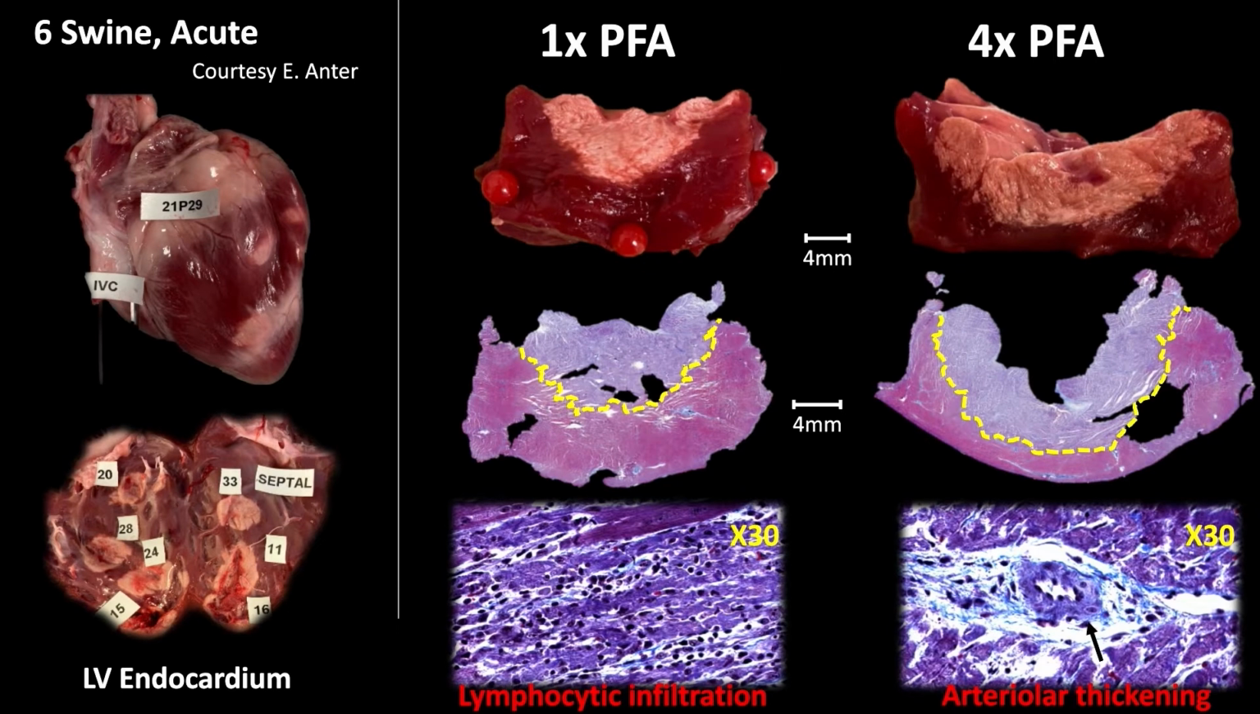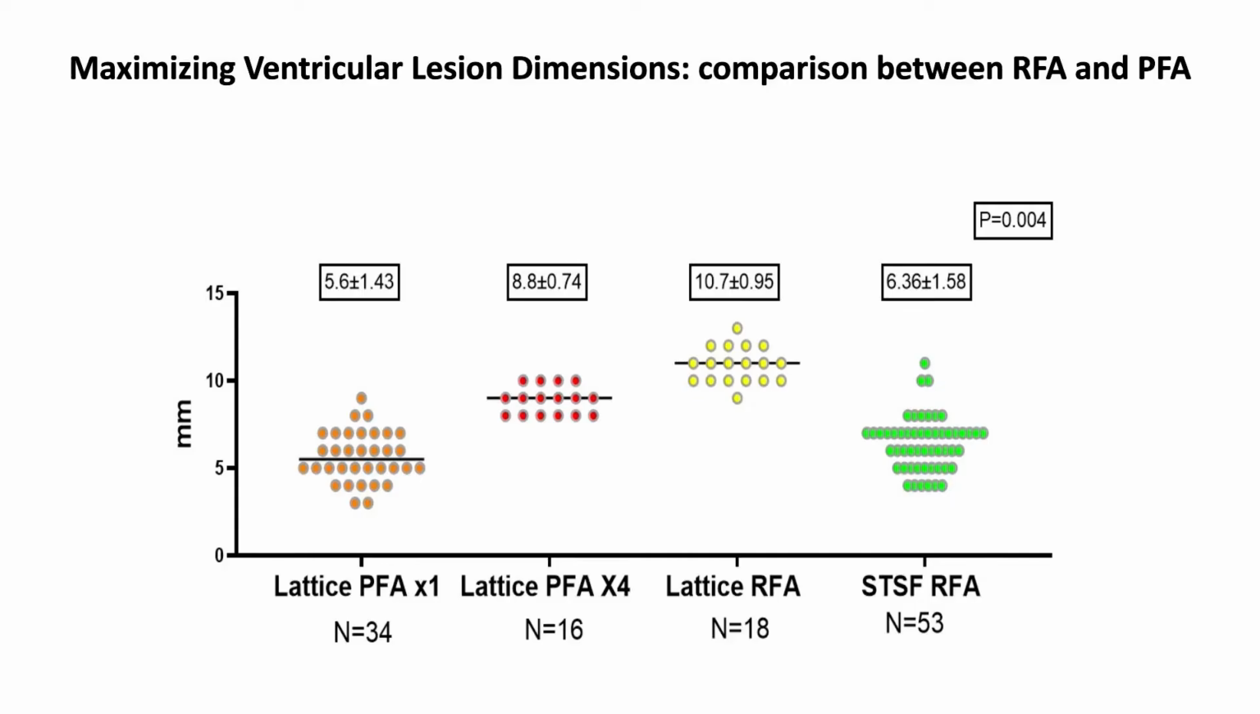Now, what I see in the future is that we're going to use PFA with some big footprint ablation catheters. PFA is going to provide very homogeneous and durable lesions, and combined with image guidance, it will make the ablation of VT in fact simpler than PVI for paroxysmal AF, in my opinion.